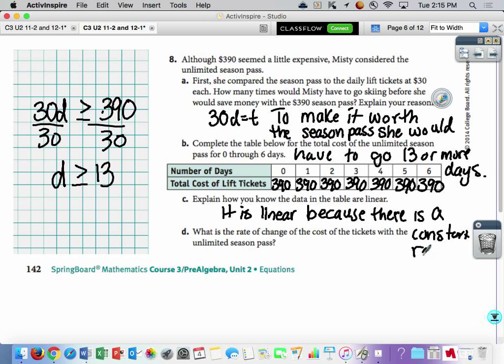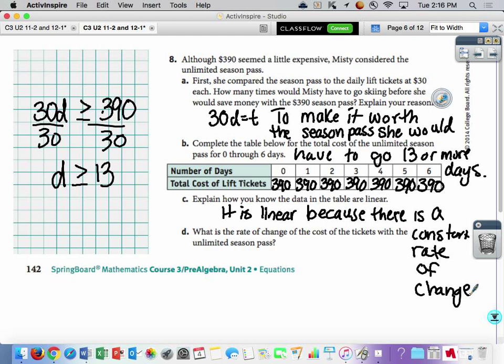Constant rate of change, which again means constant is happening over and over again. Rate of change means it's going up or down by something. What is the rate of change of the cost of the tickets with the unlimited season pass?